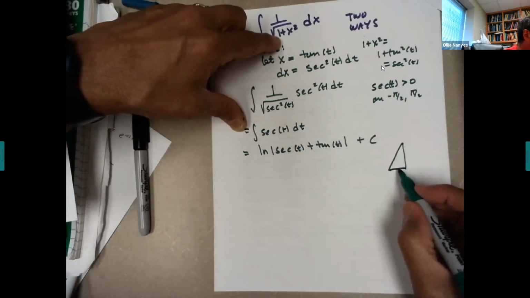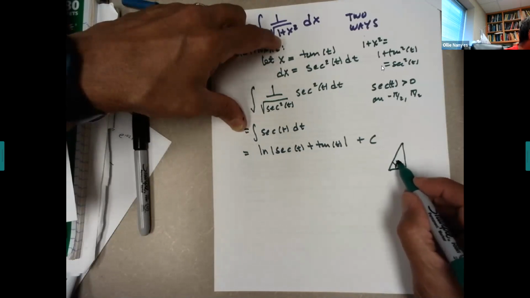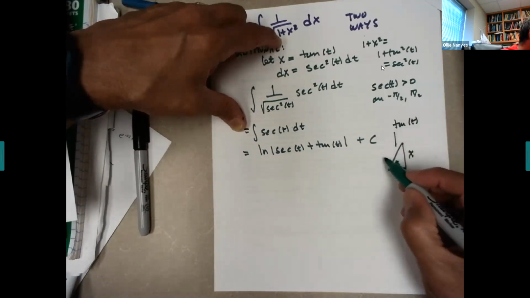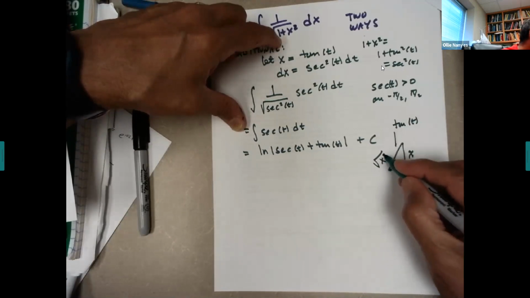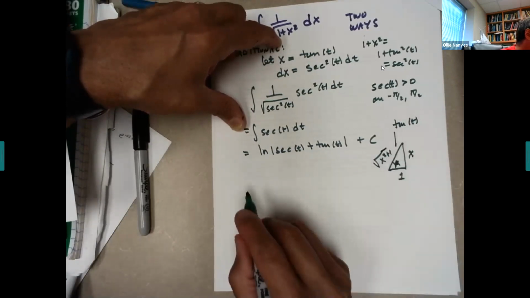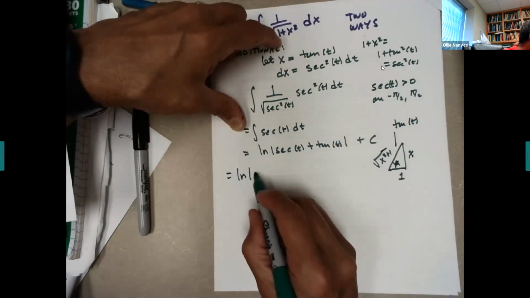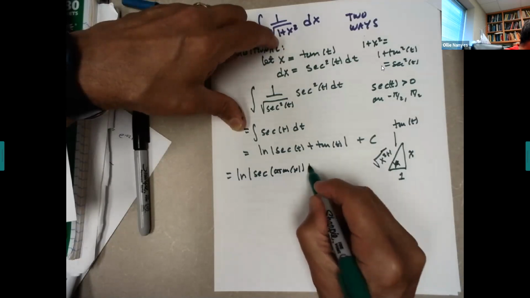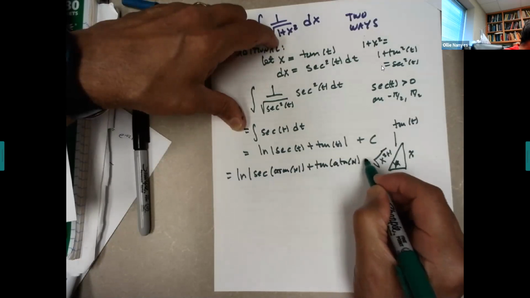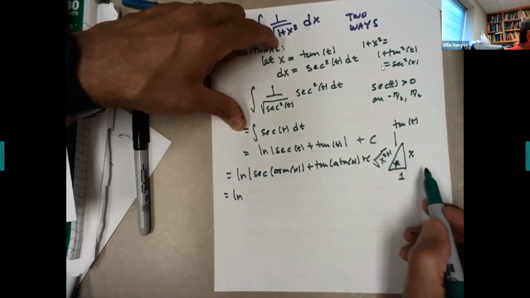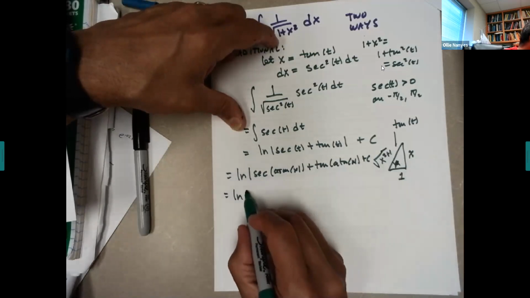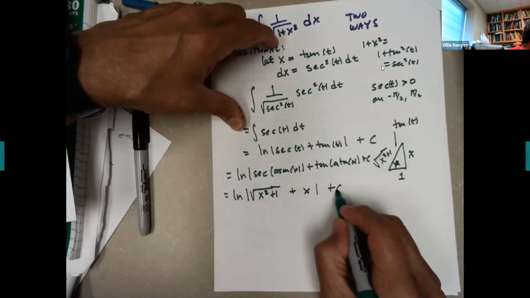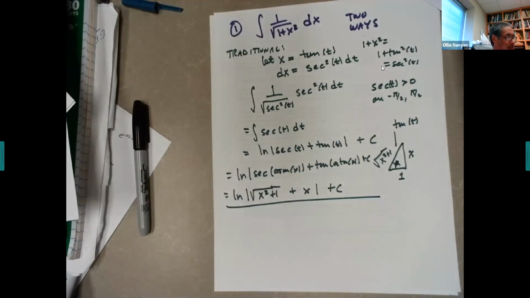And then if we do a substitution, keeping in mind that x is tangent t, well, tangent is opposite over adjacent. So this is going to be an x, that's going to be 1, and this thing right here is going to be tangent t. The Pythagorean theorem means that's going to be the square root of x squared plus 1. So when you take the secant of t, that's secant of arctangent x plus tangent of arctangent x. Well, the secant, of course, is hypotenuse over adjacent. So we get square root of x squared plus 1, and the tangent is going to be x, plus c. That's the first way of doing it.